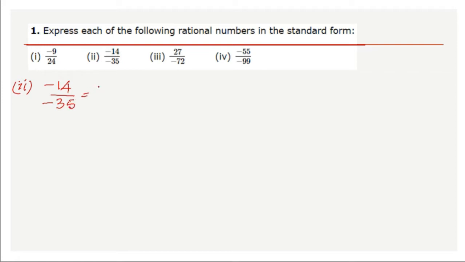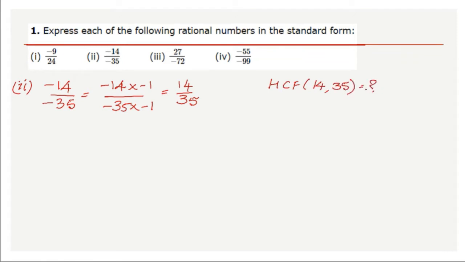You must know that when minus 1 is multiplied to both the numerator and the denominator, we get it as positive 14 upon positive 35. To express this particular number 14 upon 35 in standard form, I need to find out the greatest common divisor or the highest common factor of 14 and 35. To find the highest common factor, let me use division method.